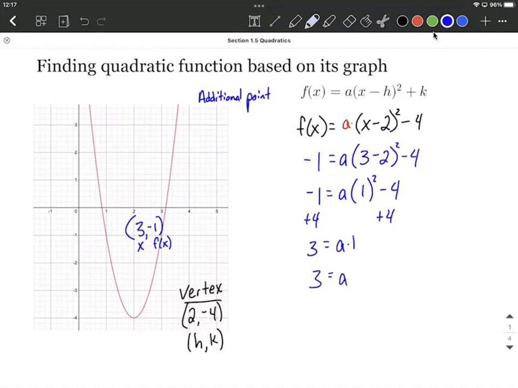To finish this up, I'm going to take that value and go back up and replace it where the a was. So our function really should be f of x equals 3 times (x minus 2) quantity squared minus 4.